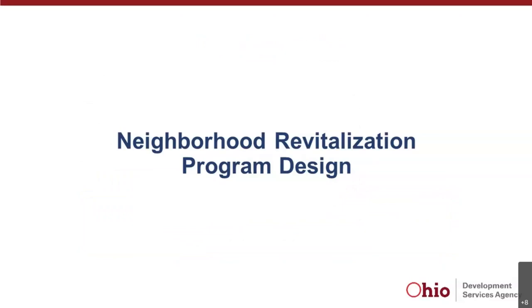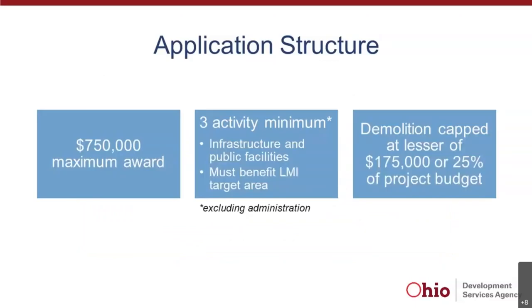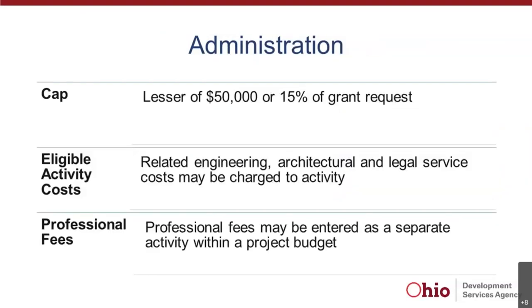Moving on to the Neighborhood Revitalization Program. The maximum award continues to be $750,000. There is a 3-activity minimum, excluding administration. The program funds infrastructure and public facilities in a clearly identified low and moderate income target area. And demolition is capped at $175,000 or 25% of the project budget. Administration is capped at the lesser of $50,000 or 15% of the grant request.